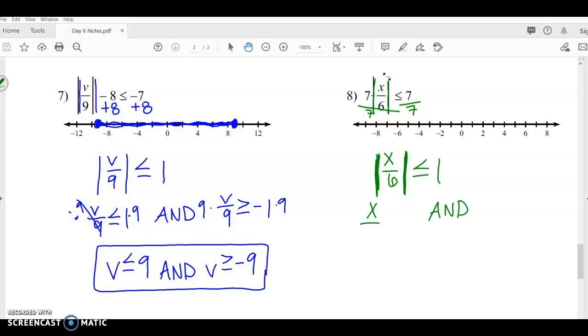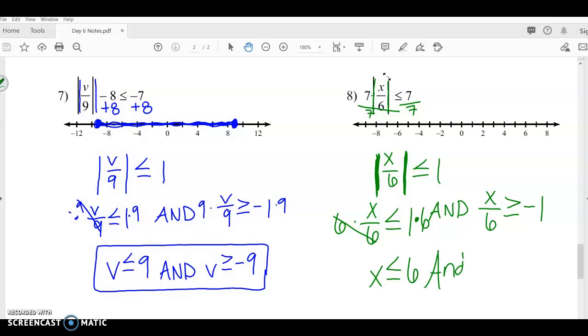So I go x over 6 is less than or equal to 1. And x over 6 is greater than or equal to -1. To get rid of a divide by 6, we multiply by 6. So we get x is less than or equal to 1 times 6 is 6. And to get rid of divide by 6, we multiply by 6. So x is greater than or equal to -6.